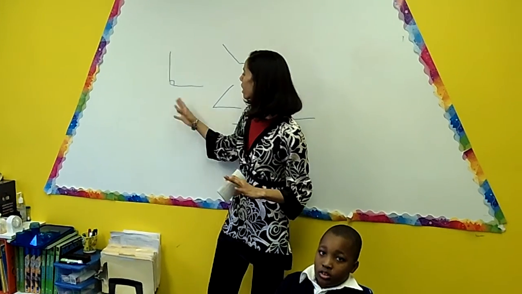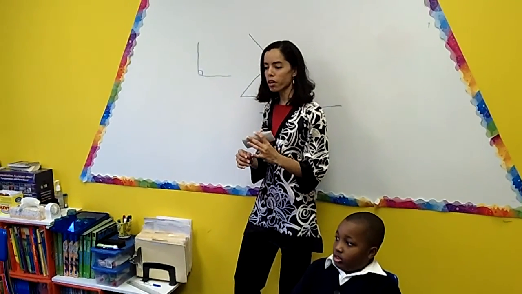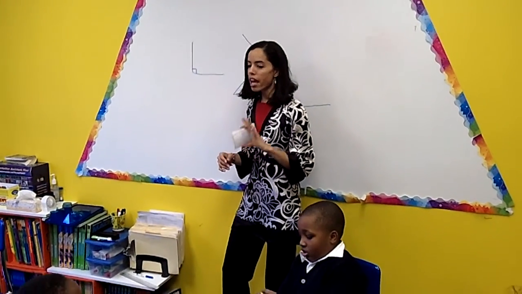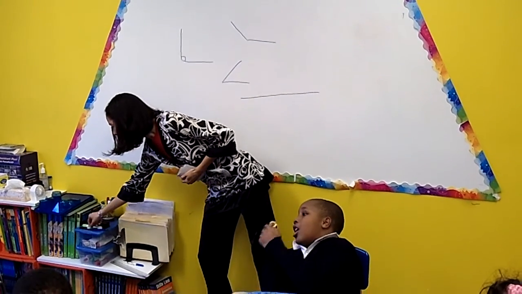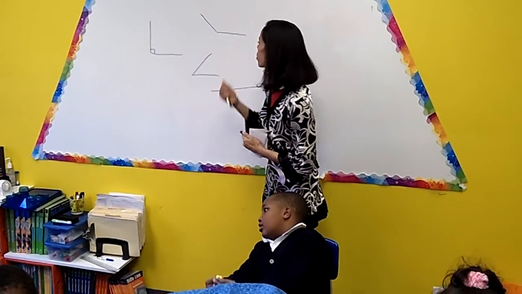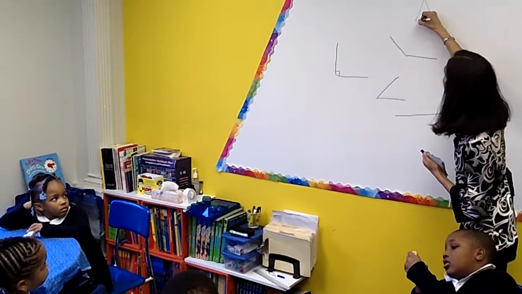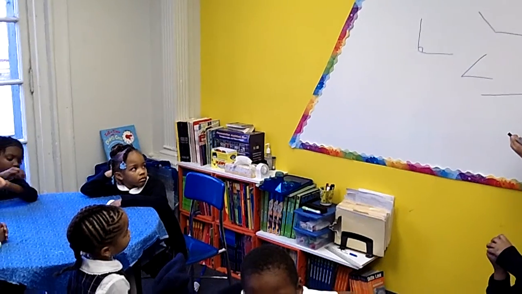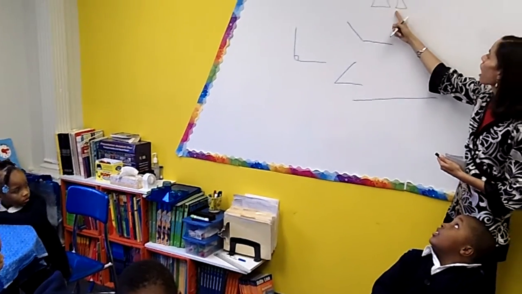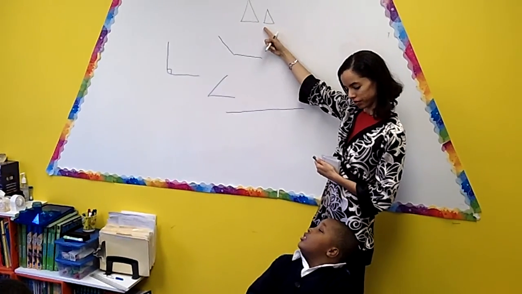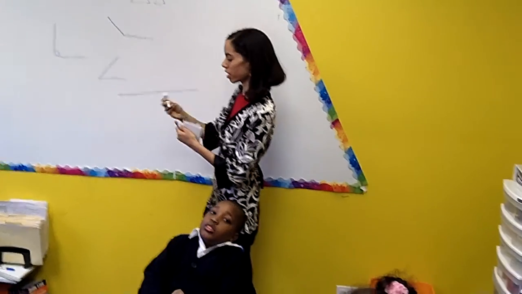Not only did we learn about lines and angles, we also learned about all of our really cool shapes. And the first thing I would like to show is how we classify shapes. So I'm going to draw some triangles up here. And I would like to ask, let's see, Nicholas, how are these triangles? Similar. They're similar. Very good. They are similar.